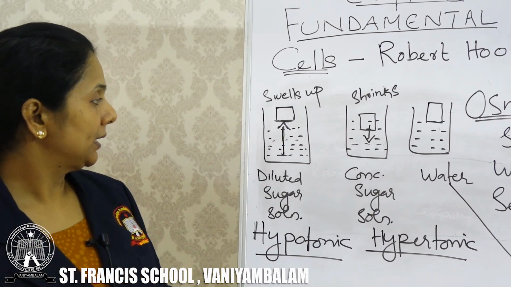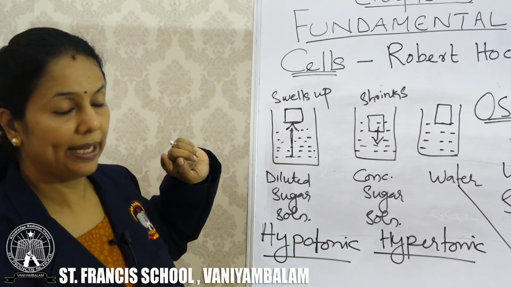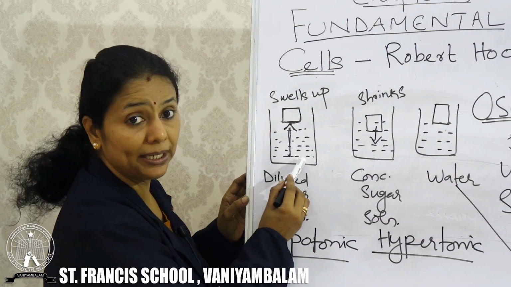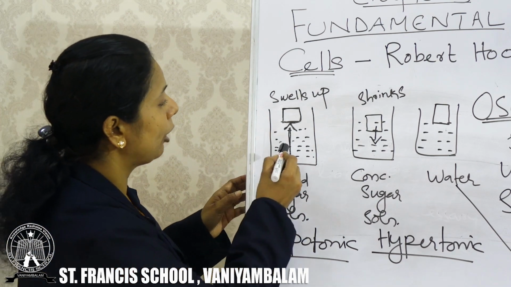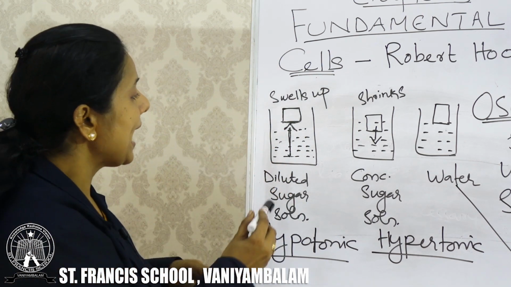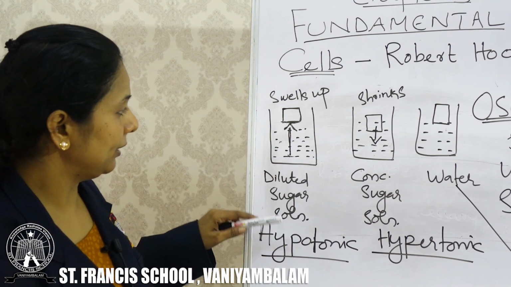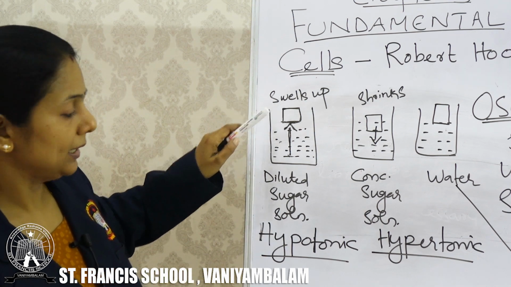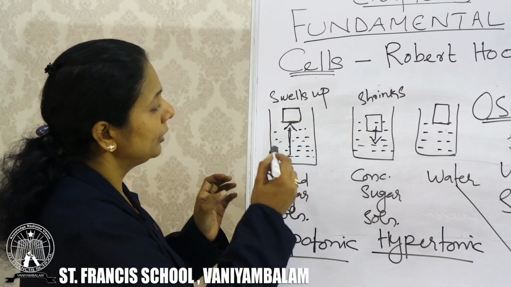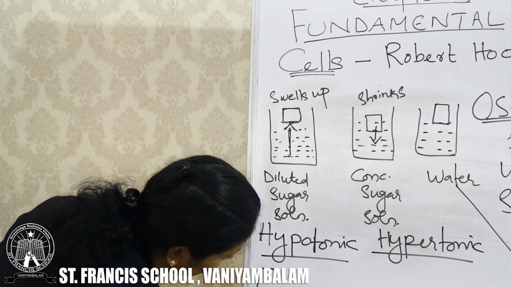So in the first case, the medium has a higher water concentration than the cell. Inside the cell water is less and outside the cell, that is in the solution, in the medium, water is high. So what happens? Water goes into the cell and it swells up. The cell becomes big in size, and this type of solution is called hypotonic solution. In the solution where the water content is higher than the cell, that solution is called hypotonic solution. And this process of water going into the cell is called endosmosis.